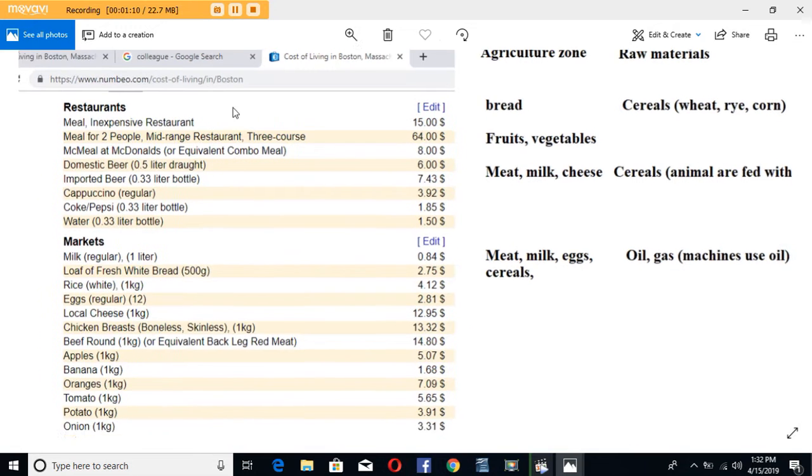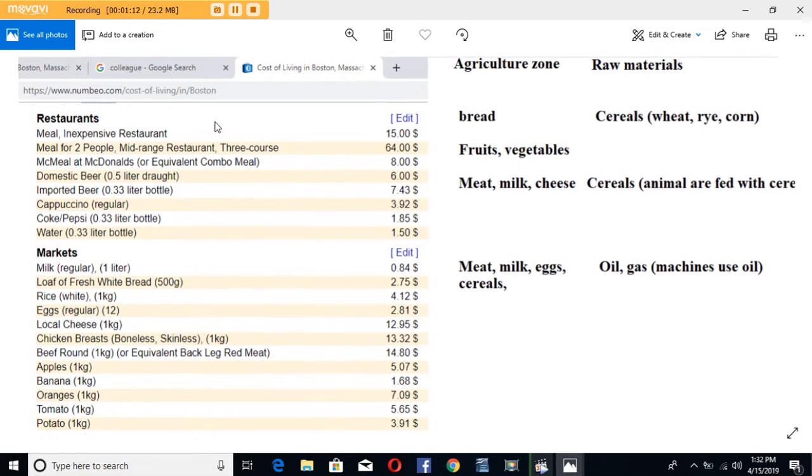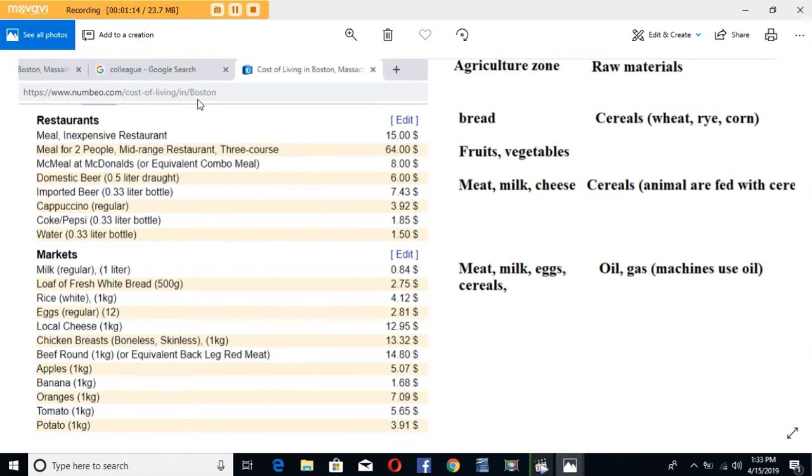The first items are restaurants. All the products in a restaurant consist of bread, fruits, vegetables, meat, milk, cheese. The raw material for bread are cereals, such as wheat and rye. The raw material for meat, milk and cheese are cereals because the livestock is fed with cereals.